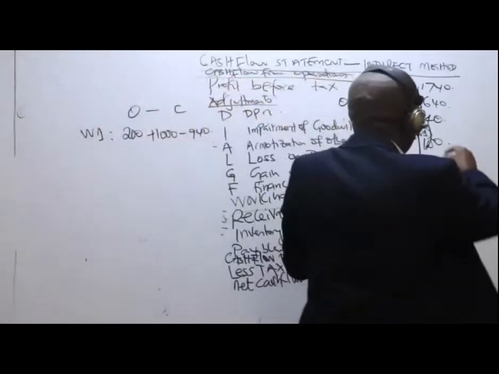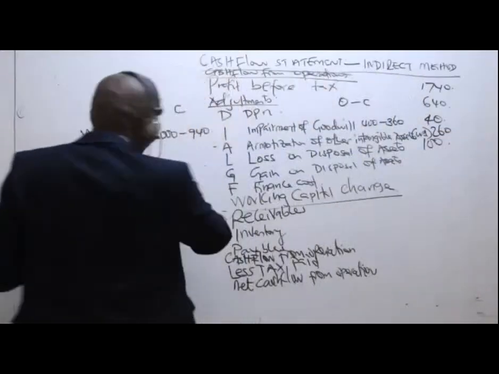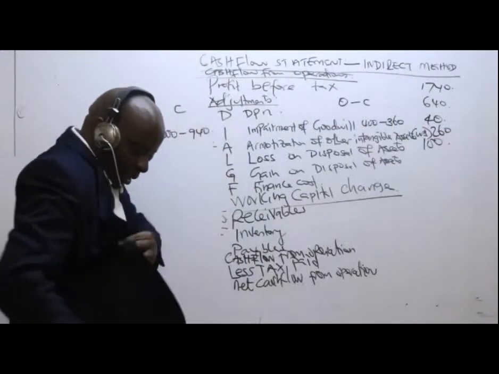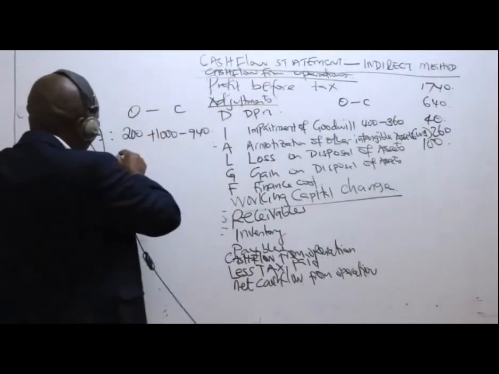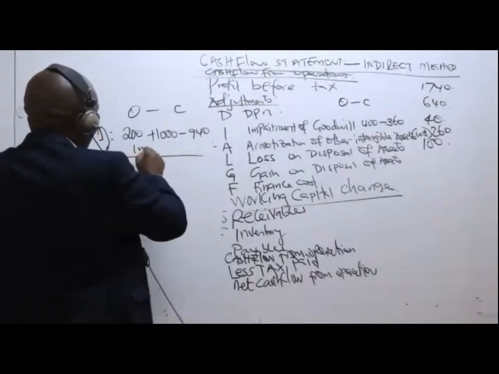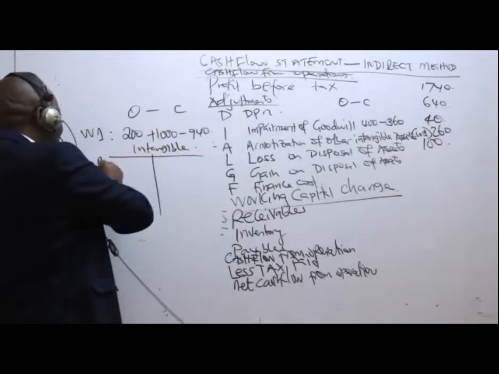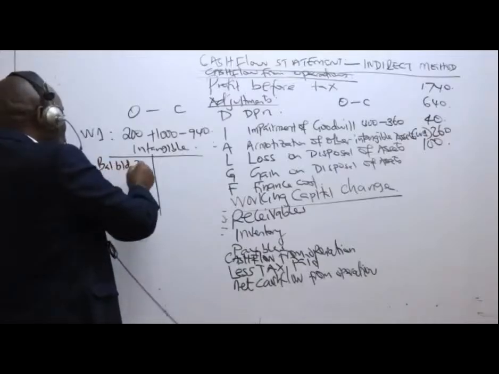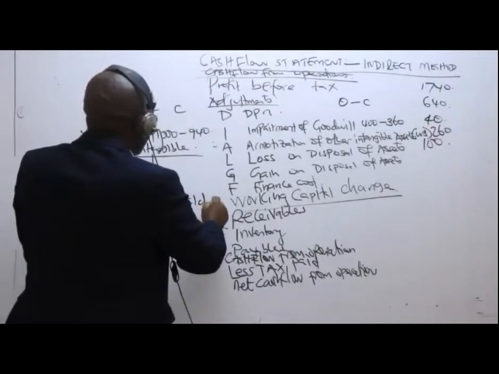260. If you are a lover of T accounts, this is an asset. You can come and mention here, intangible assets, it's an asset. I hate them. So balance brought down is 200. And then balance carried down is 940.